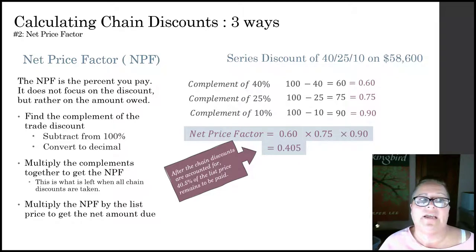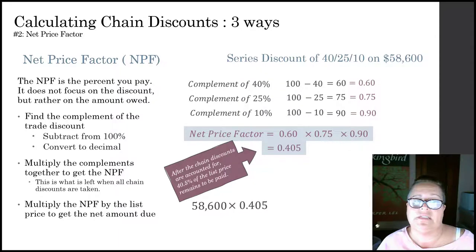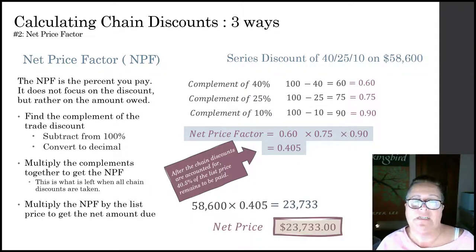So in order to find the net price, I'm going to take 58,600 and multiply it by 0.405. That's going to give me 23,733. So I have a net price of 23,733. If I need to know the discount amount, I'm going to take the 58,600 and subtract the net price in order to get the discount amount.